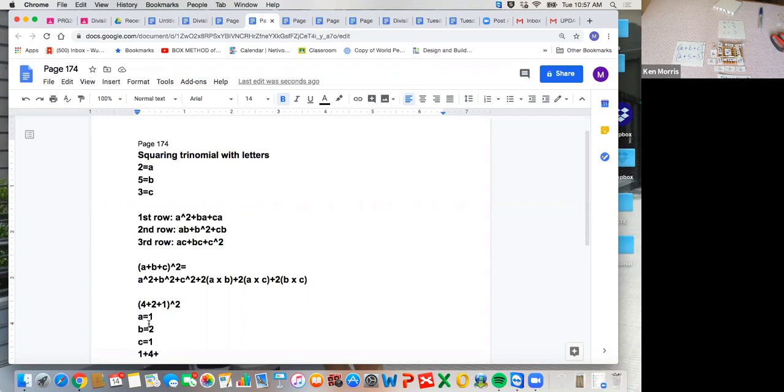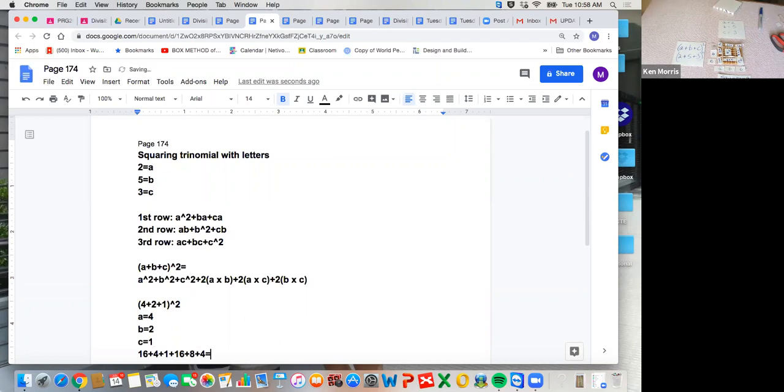hold on, I did this wrong. This should be 4. So this should be 16. Okay, plus C squared is 1. Plus. Okay, now I'm going to have 2 times AB. Well, what's AB? Is 8, so it's going to be 16. Plus 2 times AC. AC is 4, it's going to be 8. And 2 times BC. BC is 2, so it's going to be 4.